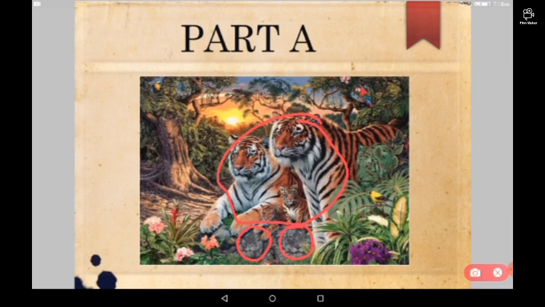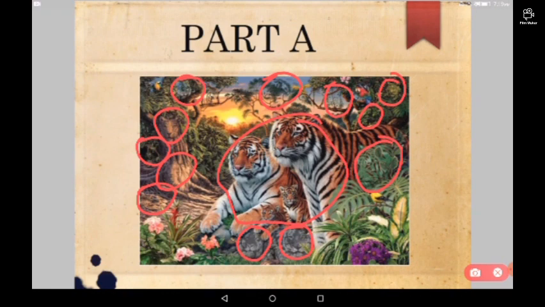1, 2, 3, 4, 5, 6, 7, 8, 9, 10, 11 and 12. There are 12 tigers excluding this part.